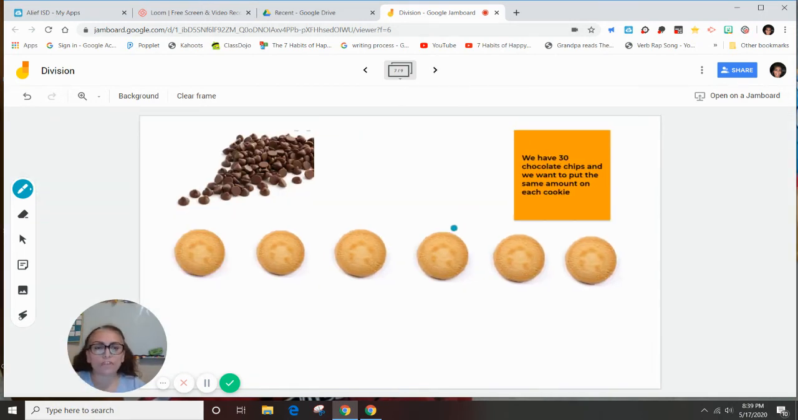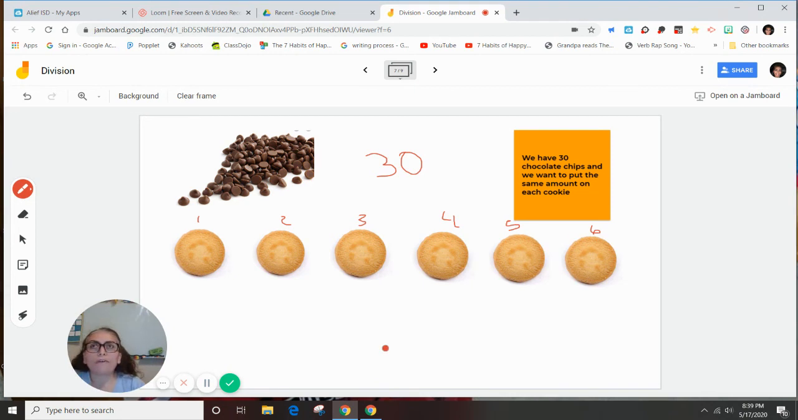Okay, let's do this other problem. This is a longer one because it says we have 30 chocolate chips and we want to put the same amount of chocolate chips on each cookie. First, I'm going to see how many cookies I have. 1, 2, 3, 4, 5, and 6 cookies. Okay, and I need to divide 30 chocolate chips. And I can do the same thing. I can go 1, 2, 3, 4, 5, 6, right?